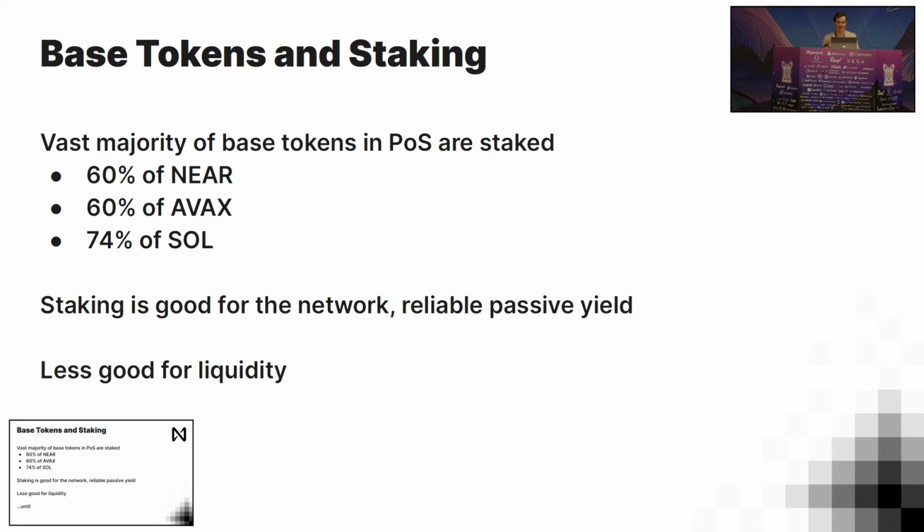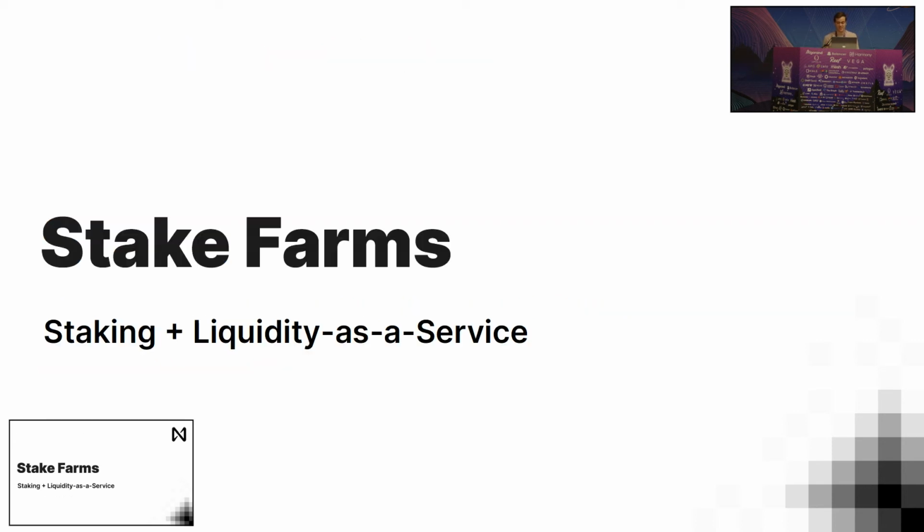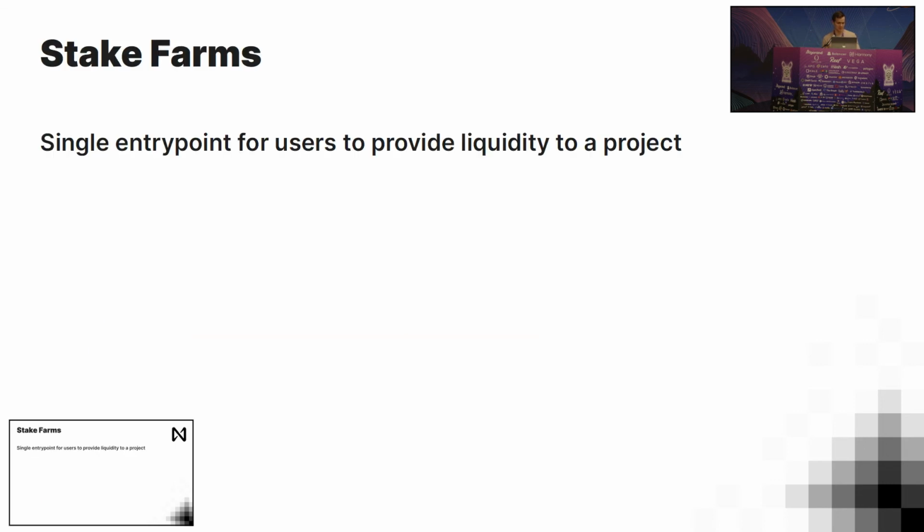However, we can actually take the tools that we just talked about, combine them with staking, and make it so that it can actually be good for liquidity as well. This is something that we're working on in the Near ecosystem, this idea of stake farms. The high-level description is that it's really just combining staking with liquidity as a service. So you can basically have your cake of providing security for the network and earning that yield, but then also earning additional rewards on top of it and providing liquidity to all of those ecosystem tokens. So the idea here is you want to create a single entry point for users to provide liquidity to their favorite projects. It's pretty similar to what Yearn Finance was trying to do, to make it the dead simplest way to earn the best yield for a single token like DAI.